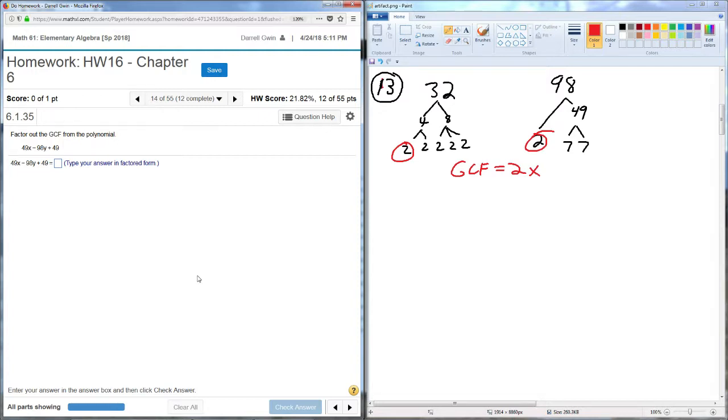Alright, it's getting difficult. So number 14. I'm going to do 14 because I didn't really do 13 very well. Didn't show very much work. I'll show a lot of work for number 14.